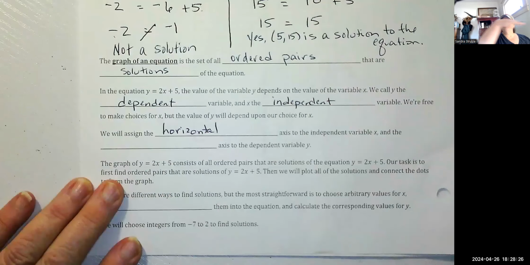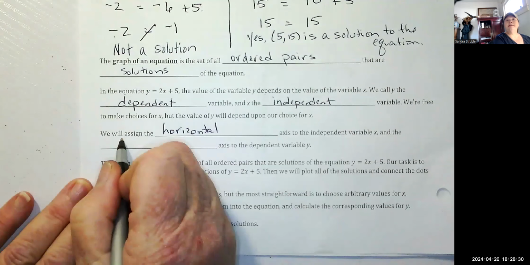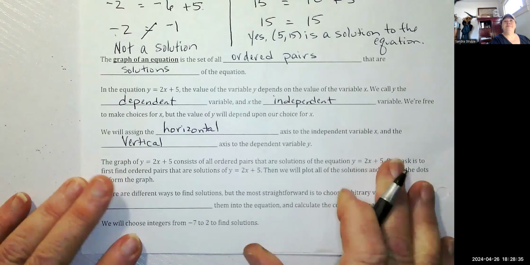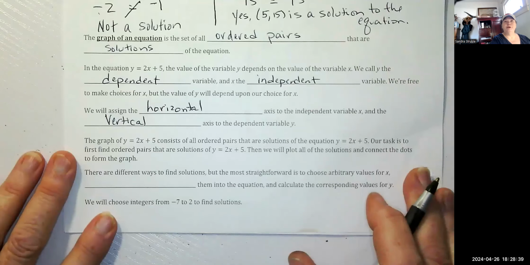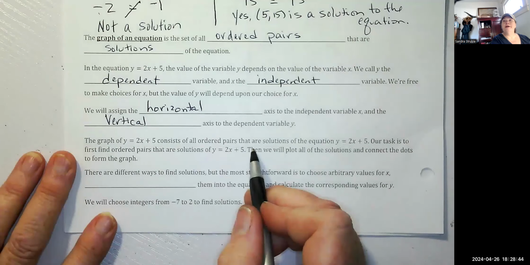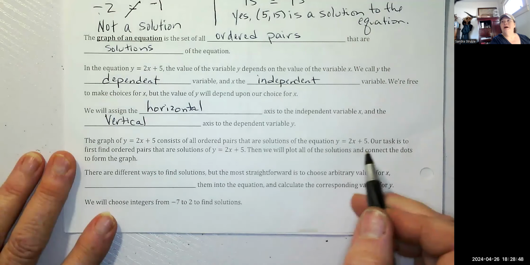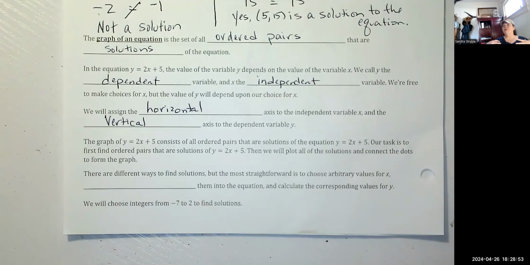And that's the one that goes horizontally. And then we're going to the vertical axis for the dependent variable y, which is why I was using that in our last lecture. The graph of y equals 2x plus 5 consists of all ordered pairs that are solutions of the equation y equals 2x plus 5. Our task is to first find ordered pairs that are solutions of y equals 2x plus 5. And then we're going to plot all those solutions and connect the dots to form the graph.